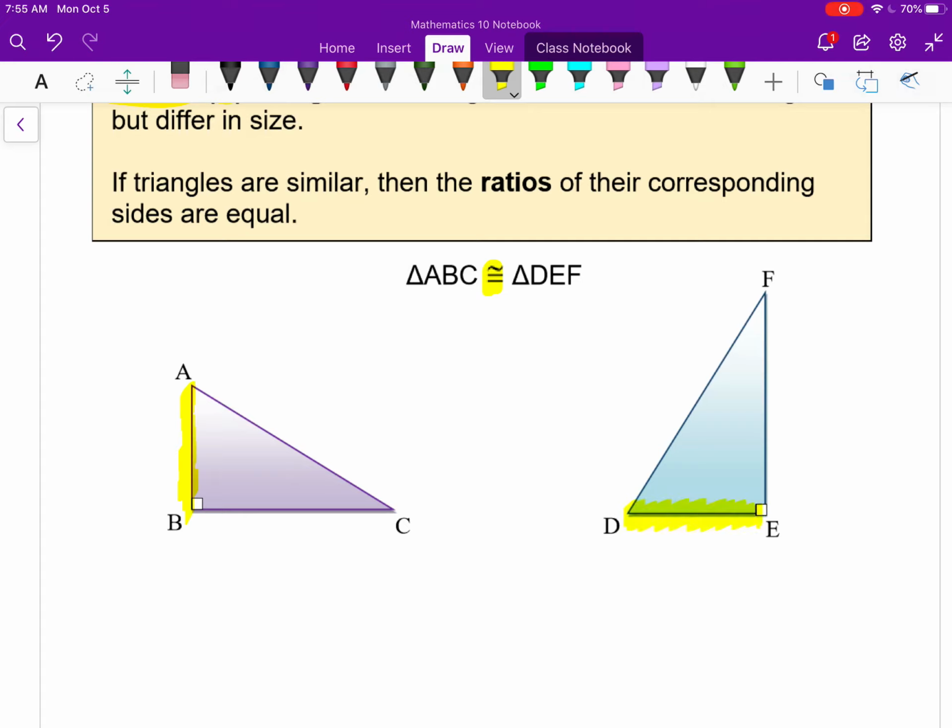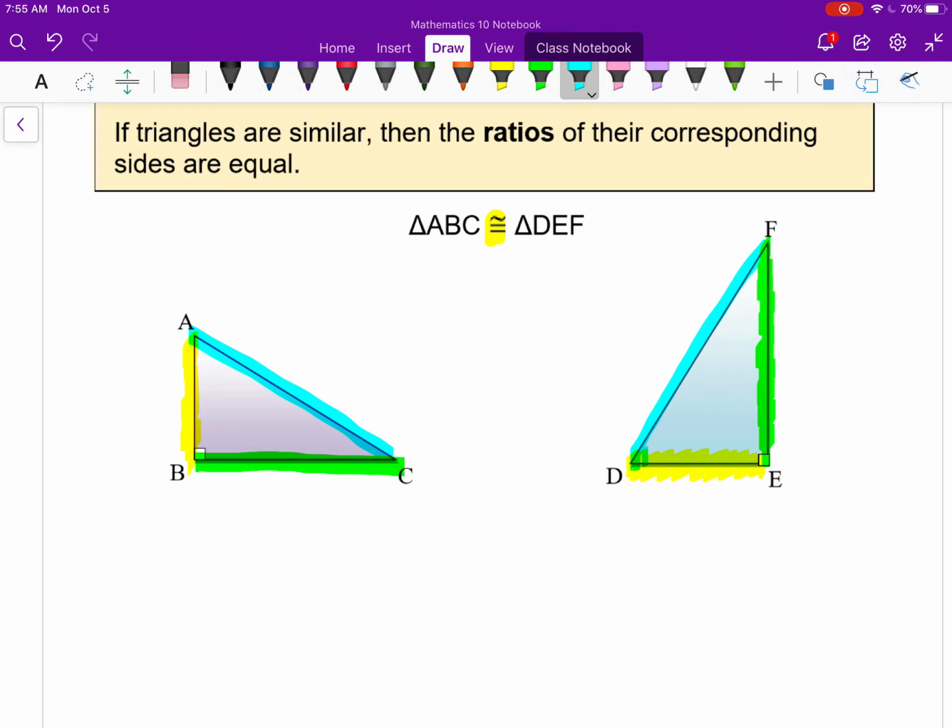In this case, they're both the shortest side. They're not the same length, but they correspond to one another. This side here corresponds to this side here. And this side here corresponds to this side here. All right, so these are what we call corresponding sides. Again, all those sides I colored to show how they correspond. They're not the same length, but they're related to one another.